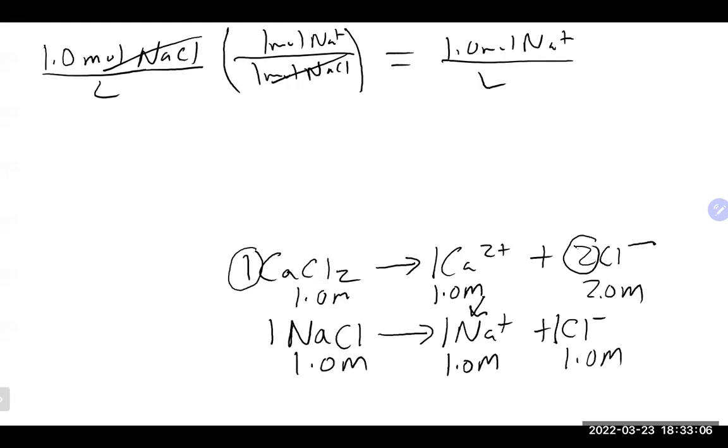And that's the quick way that you could do it, is simply, it's a 1-to-2 relationship. You take the concentration and multiply it by 2. So 1-to-1 relationship, you multiply it by 1. If it happened to break apart into a 1-to-3 relationship, you would multiply it by 3.